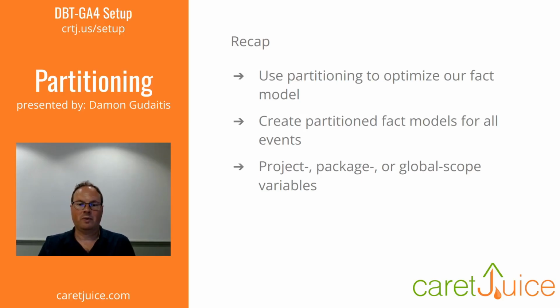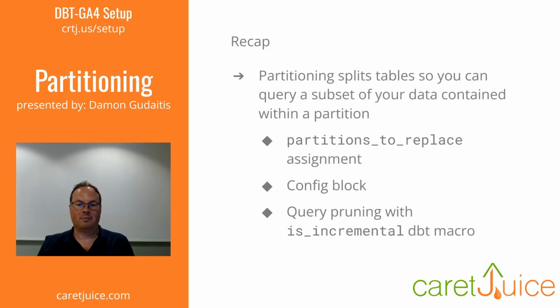To recap, we used partitioning to optimize our fact models. We've created fact models for all of our events, and we've looked at project, package, and global scope variables. We also looked at these partitioning settings. So partitioning splits data into tables so you can query a subset of your data contained within a partition. This relies on the partition replace assignment, which also gets referenced in the config block, and then is required within your query pruning in the is_incremental dbt macro.